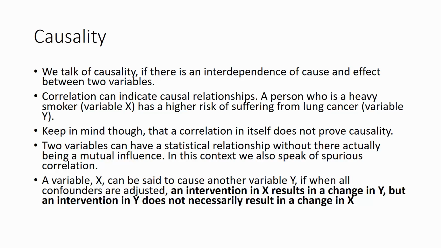So correlation can indicate causal relationships. A person who is a very heavy smoker, which is the variable X, has a higher risk of suffering from lung cancer, variable Y. But correlation does not itself prove causality. Correlation means that these variables affect each other, but they may or may not be causing each other. Two variables can have a statistical relationship without there actually being any mutual influence. There are so many things in the world which seem to be moving together upwards or downwards, but they are not causing each other. These things are called spurious correlations.